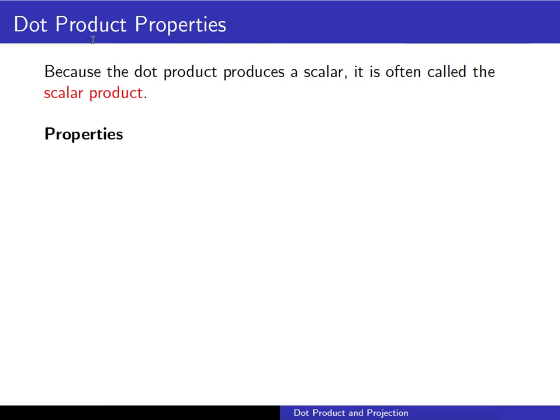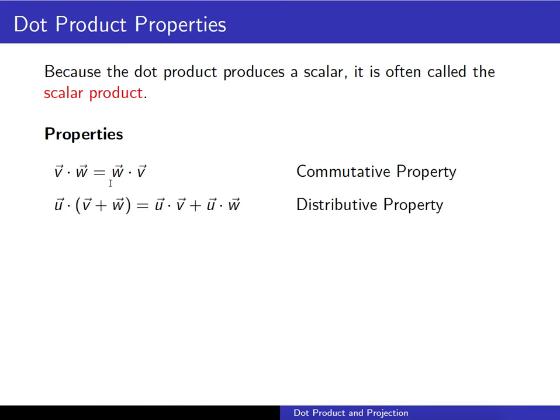As far as properties of the dot product, or properties of the scalar product, first up, the dot product is commutative. So v dot w and w dot v, it doesn't matter what order we go, we're going to get the same answer. So we can reverse the order for dot product and not change the result at all. We also have the distributive property where we have u dot, in parentheses, the sum of vector v and vector w. So it's u dot v plus u dot w. It's almost like the distributive property for algebra.